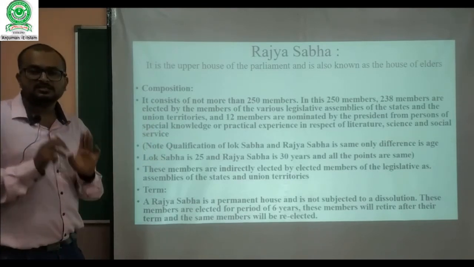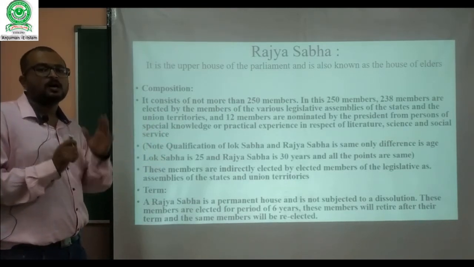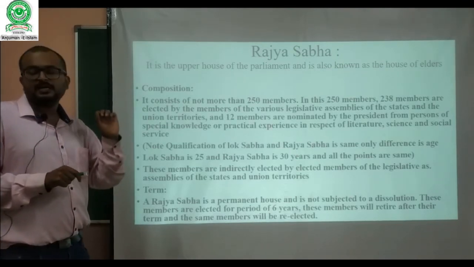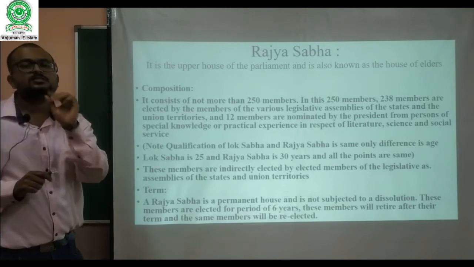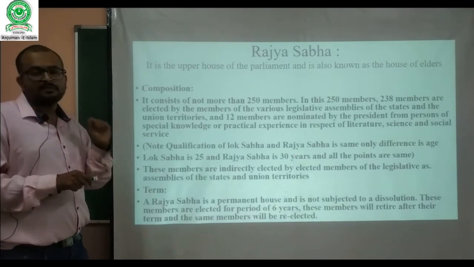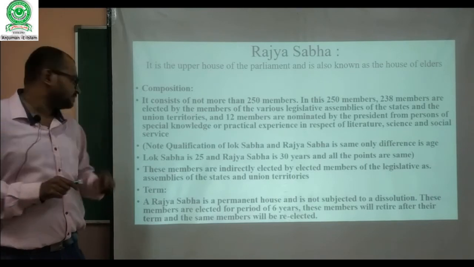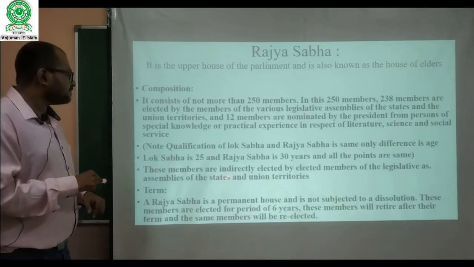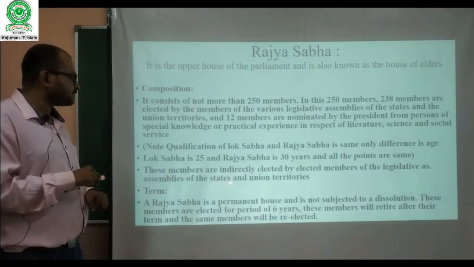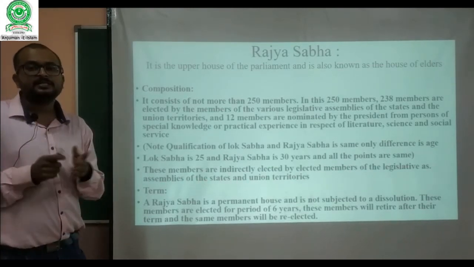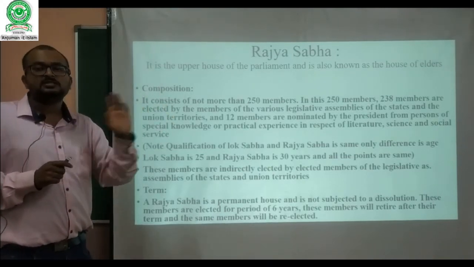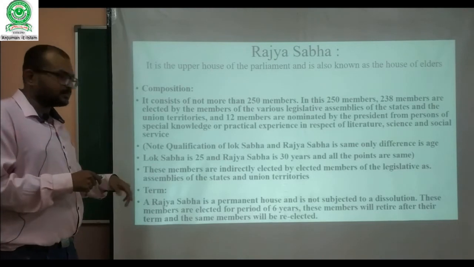Next, let's have a note regarding qualification. The qualification is the same, that he must be a citizen of India. The only difference is that a member of Rajya Sabha should be 30 years of age, not 25. This is the main difference between a member of Lok Sabha and Rajya Sabha. These members are indirectly elected by the elected members of the legislatures, the assemblies of the states and union territories. It means they are elected by our elected representatives whom we have elected in our states, that is Vidhan Sabha and Vidhan Parishad.